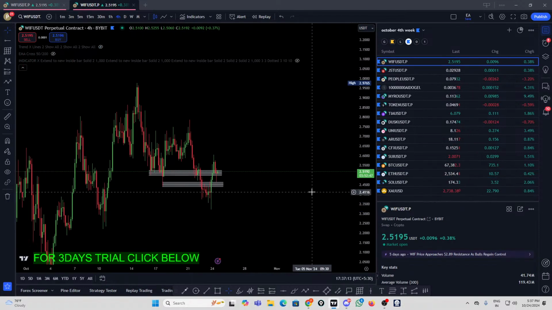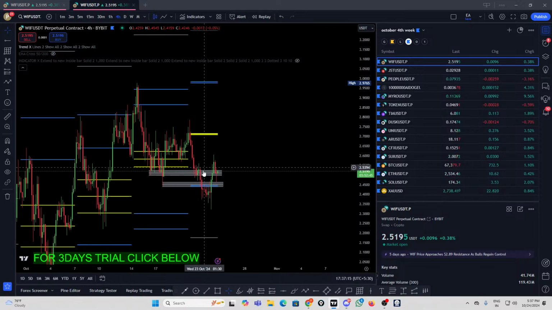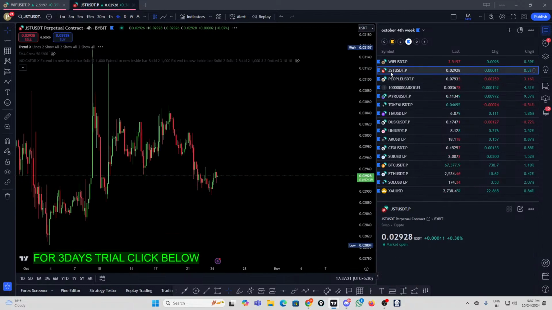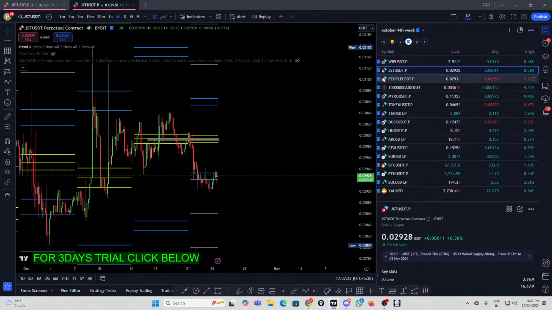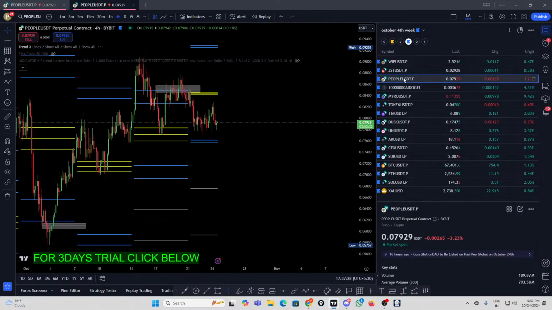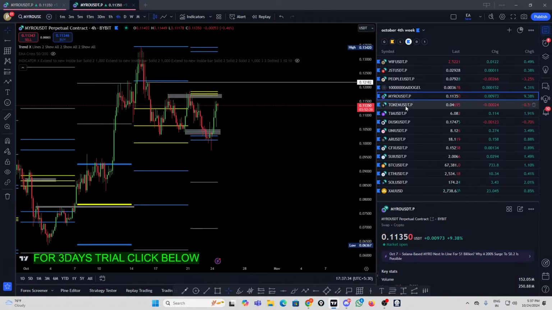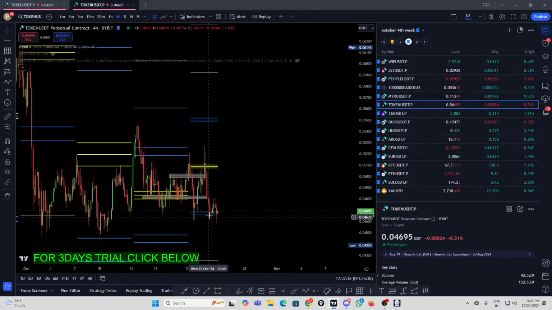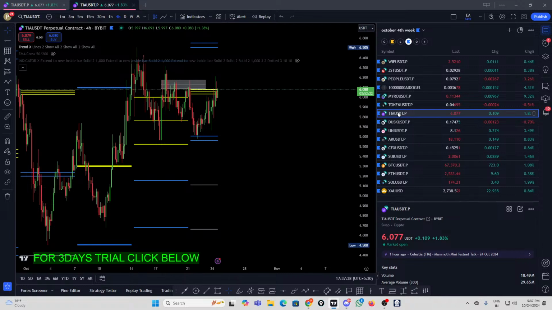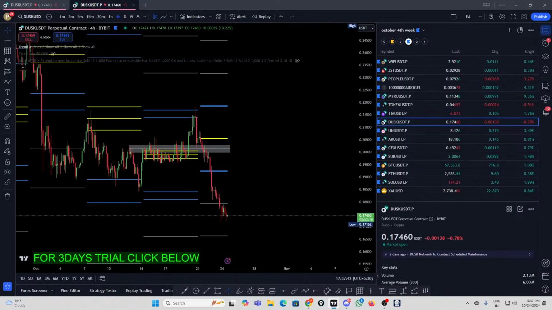So WIF USDT, the market is ranging near weekly support. I didn't give any signal yesterday because I was not getting a good trade setup, and even JST USDT is ranging near weekly support. PEOPLE USDT, it's ranging near weekly support. Even this is ranging near weekly support. Every token, just look at this, near weekly resistance. So for that reason, I didn't post any trade setup yesterday.